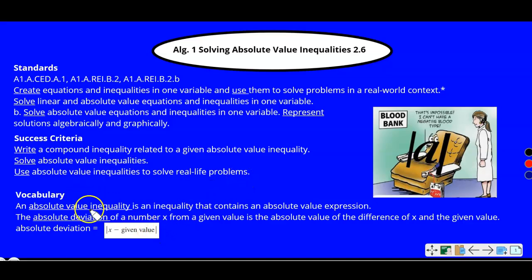All right, a couple definitions that you need to know. Make sure you put these in your notes. An absolute value inequality is an inequality that contains an absolute value expression. That's pretty simple, right? If it has an absolute value and it's an inequality, then it would be considered an absolute value inequality. All right, an absolute deviation of a number x from a given value is the absolute value of the difference of x and the given value. And you can see here absolute deviation equals the absolute value of x minus that given value.